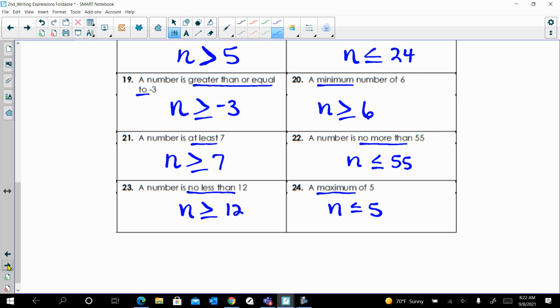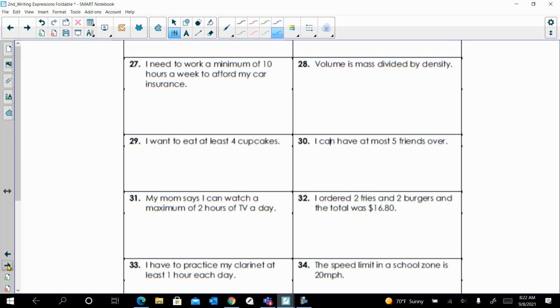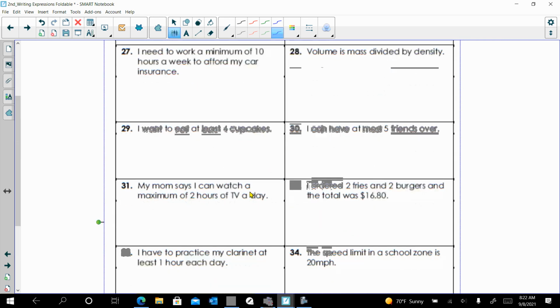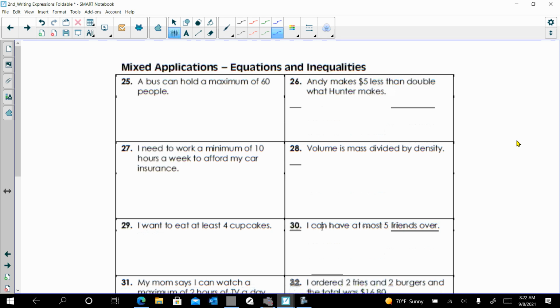All right, so you're going to have some real world application with some formulas that you'll see in science, or in chemistry, which is a type of science. So if it's an unknown, we just need to give a variable for that. You might have more than one variable on these mixed applications.